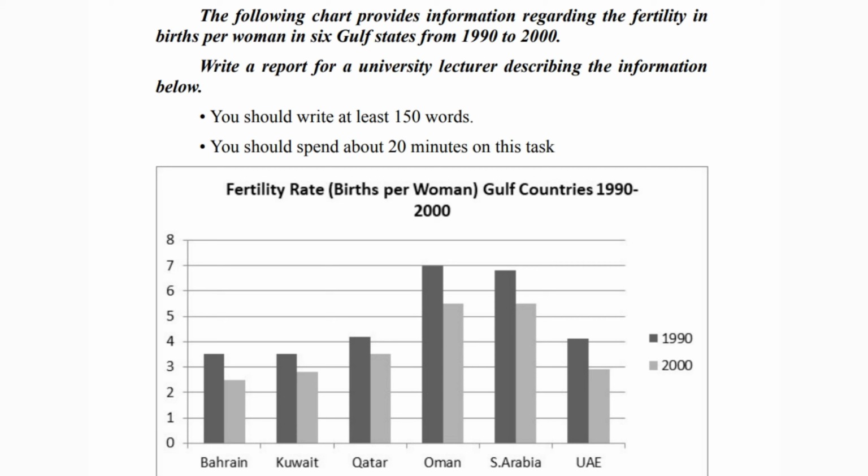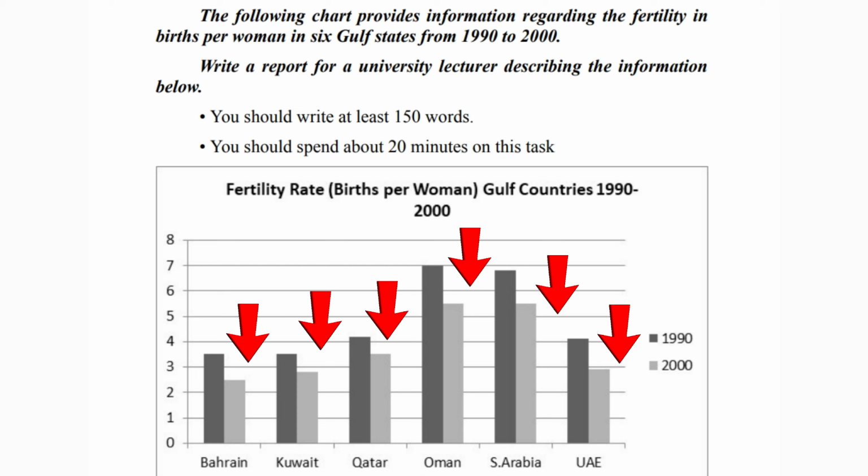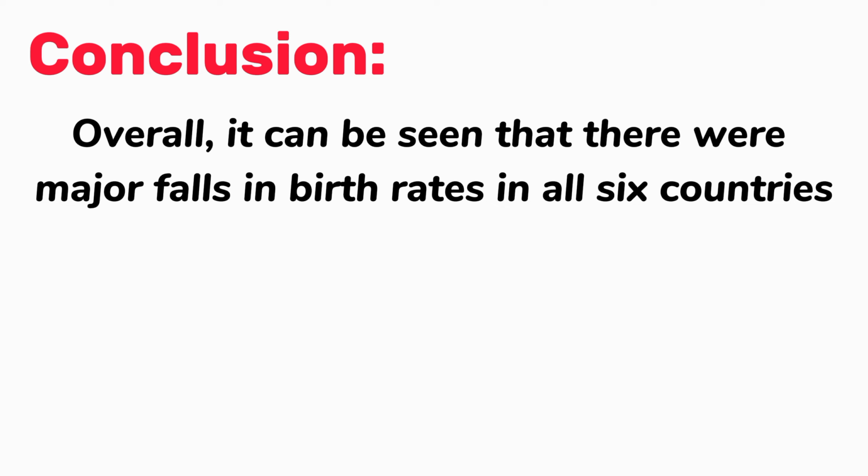So here I'll first analyze the chart. Let's analyze it. Okay, when we have a look at the chart, we can see that there is one thing in common in all countries, and that is that the fertility rate decreases in 2000 in comparison to 1990 in all the countries. You can see it yourself. The birth rate is decreasing. So here we can write first point. Overall, it can be seen that there were major falls in birth rates in all 6 countries.